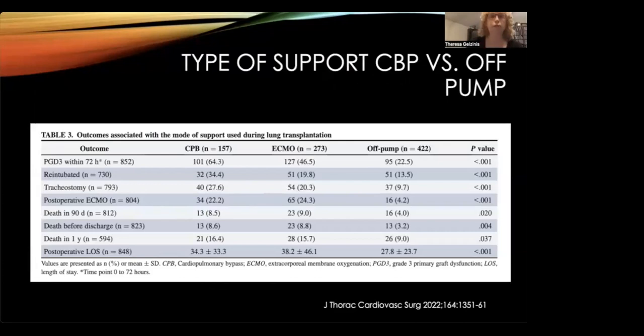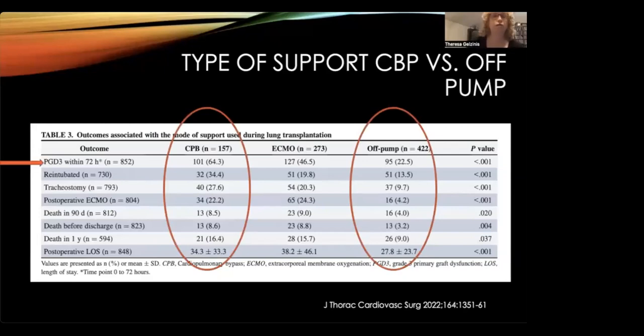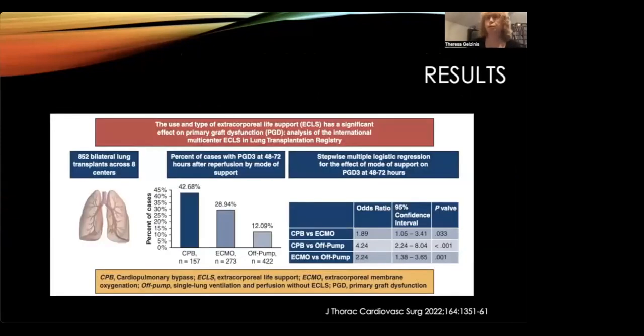So compared to patients undergoing bypass, patients who had no support had a lower incidence of PGD3, reintubation, tracheostomy, the need for postoperative ECMO, death before discharge, shorter postoperative ICU stays, and there was no difference in 1-year survival. But their primary outcome of PGD grade 3 was the highest in the bypass group, then in the ECMO group, and the least amount of PGD3 was seen in the no support group.